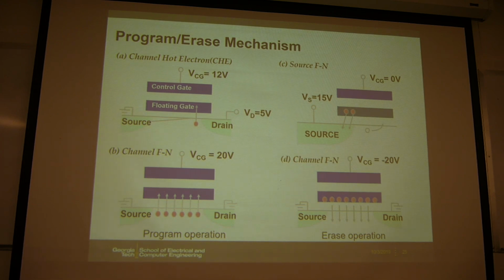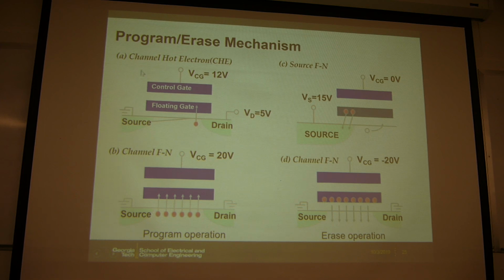So next, we are going to discuss how we write the data into the flash. So we need to inject or eject electrons from the floating gate. And here are different mechanisms for program and erase. Again, program is to inject electrons into the floating gate. Erase is to remove or eject the electrons from the floating gate.